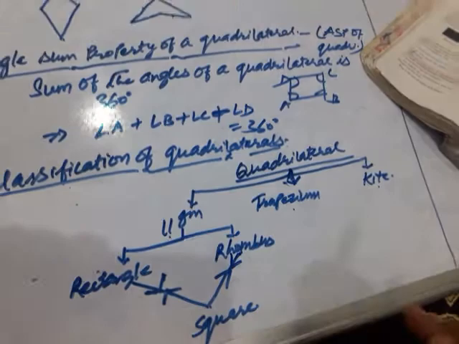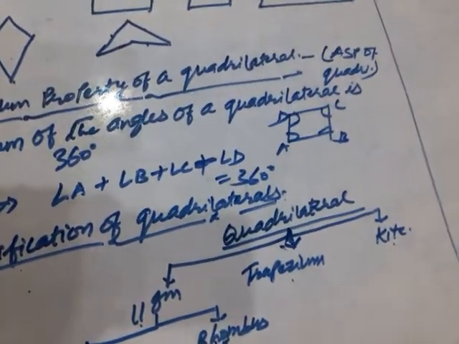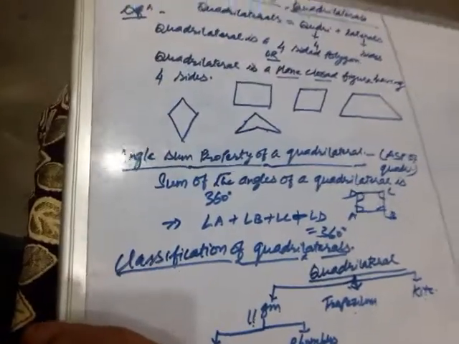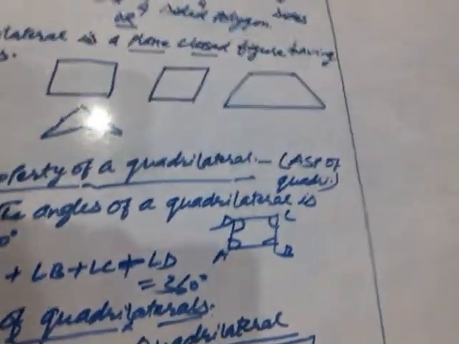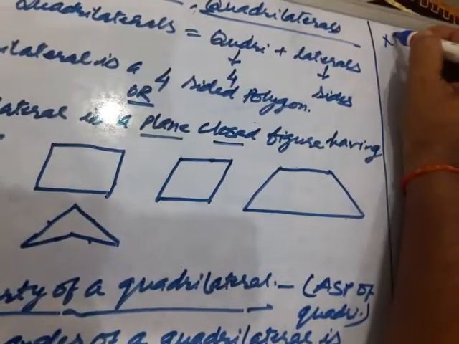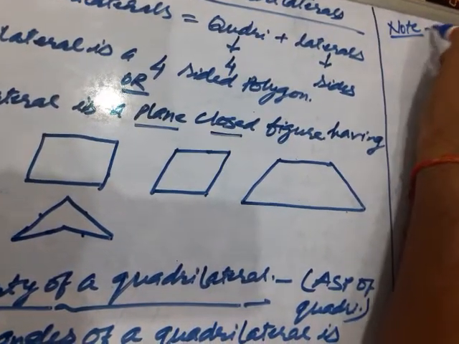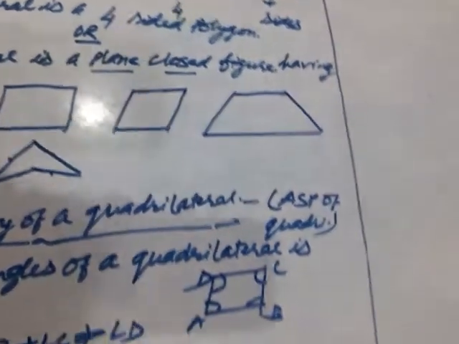So see children, I want to say that we can write down some rules, some relationship between all these quadrilaterals. See, some notes. Note number one.